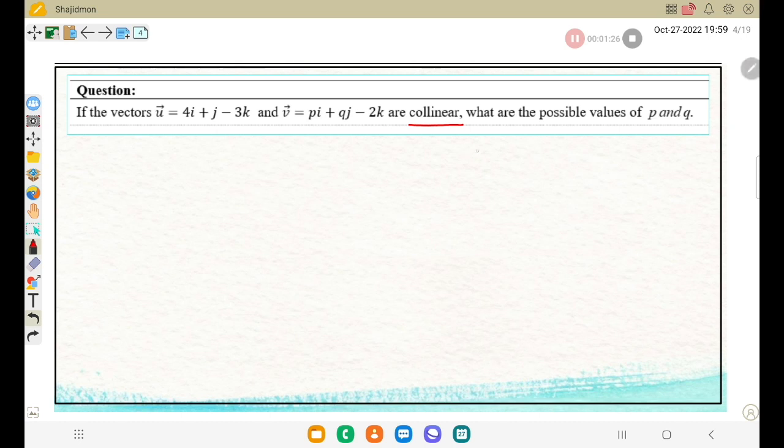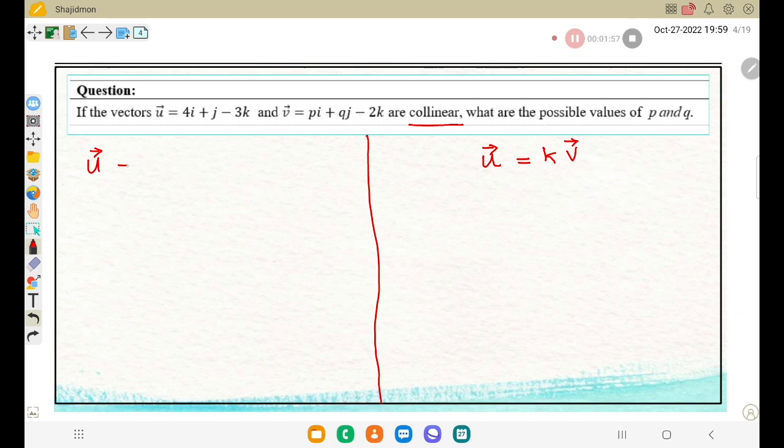What is the condition for collinear? One vector, for example vector u, equals a scalar number multiplied by the second vector. If you can write it like this, then these two vectors are collinear vectors. So one vector equal to a scalar multiplied with the second vector means that the two vectors are collinear. Now you can see what vectors are given.